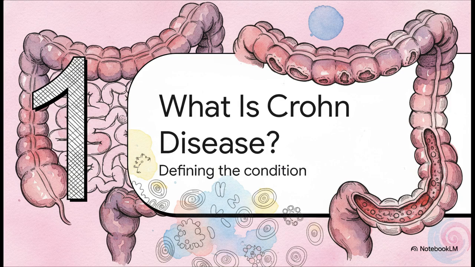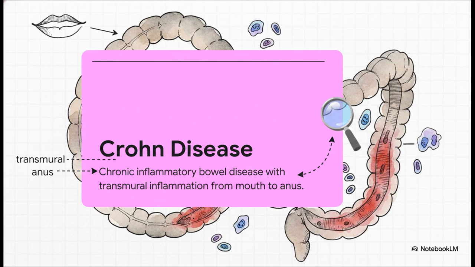What exactly is Crohn's disease? Let's define the condition. So at its core, Crohn's disease is a chronic inflammatory bowel disease. But if you remember absolutely nothing else from this explainer, you've got to remember these two phrases: transmural and mouth to anus. Transmural means the inflammation doesn't just sit politely on the mucosal surface, right? It extends deeply through the entire thickness of the bowel wall.